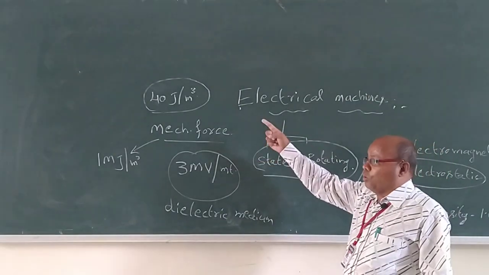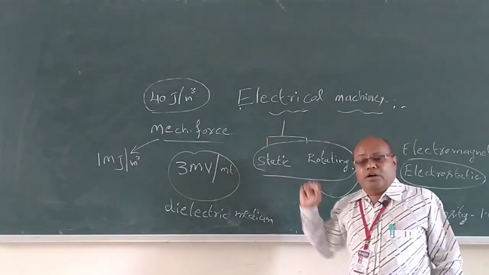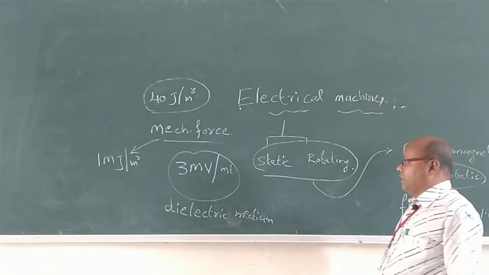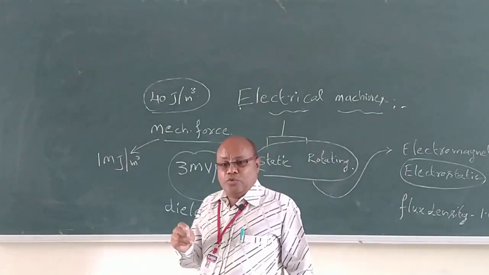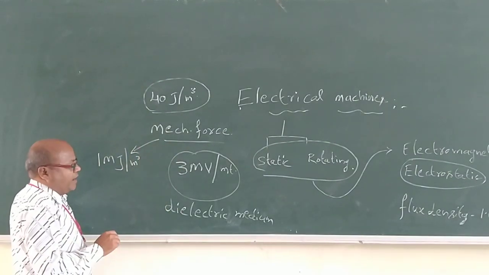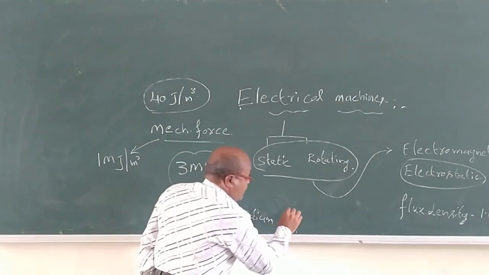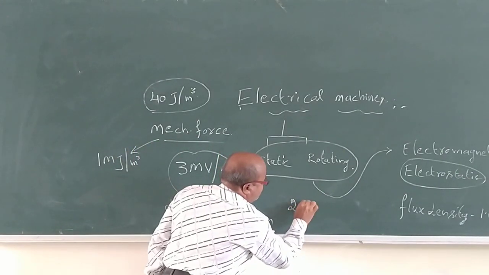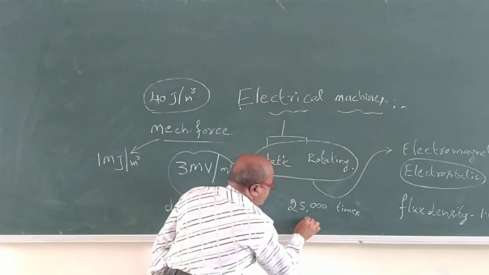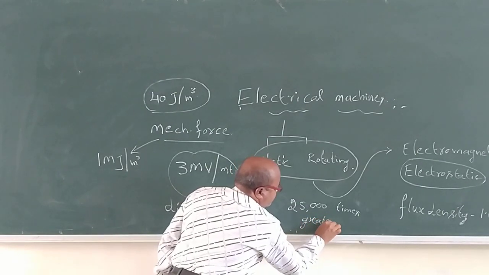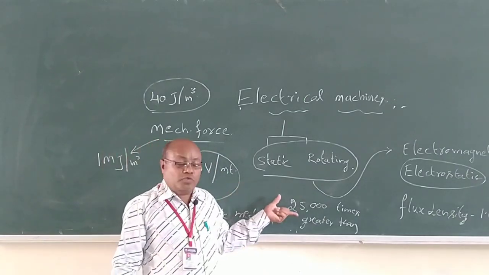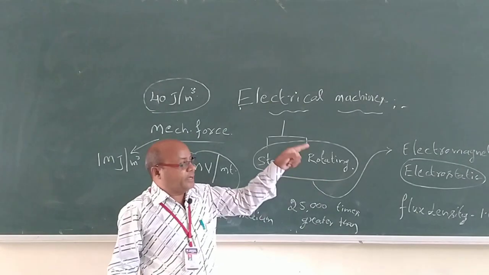Now when we compare these two, 40 joules and 1 megajoule, the electrostatic method and the electromagnetic method, the conclusion we can draw is that the electromagnetic energy density is about 25,000 times greater than the electrostatic method. 25,000 times greater when we compare electrostatic to electromagnetic.